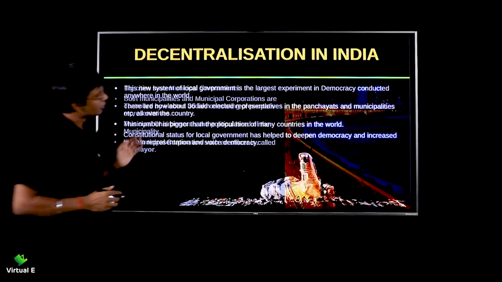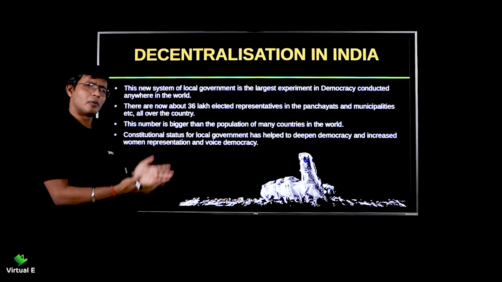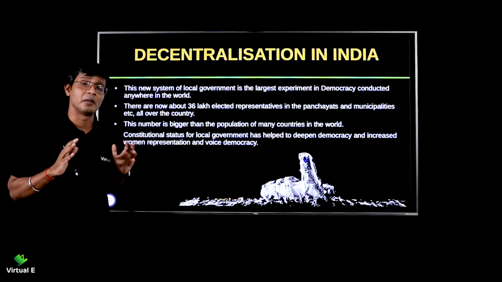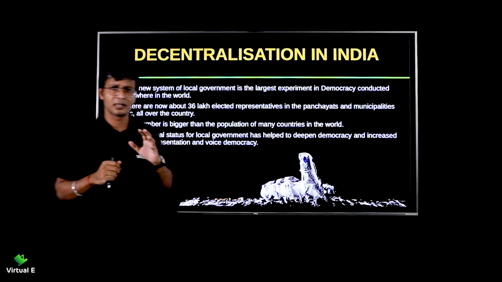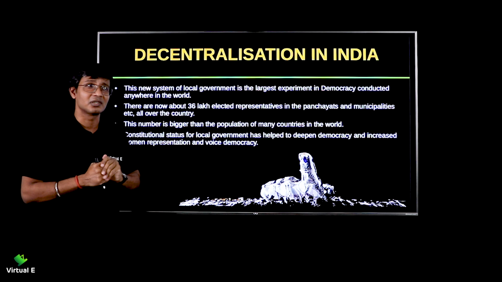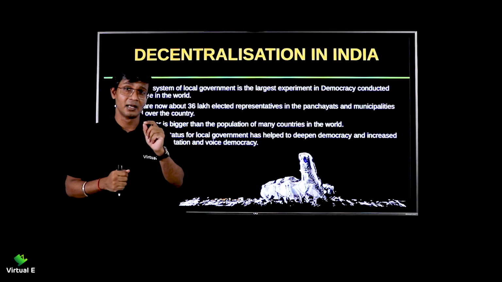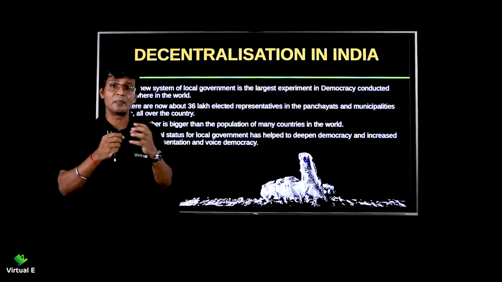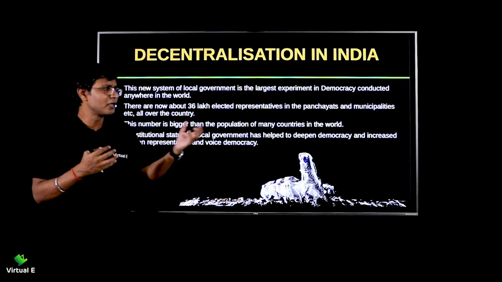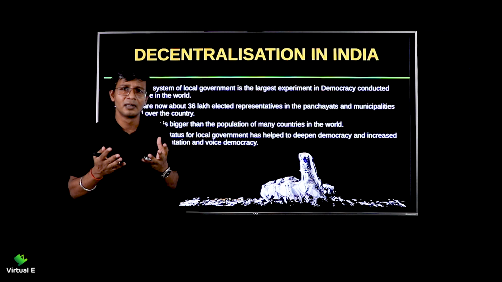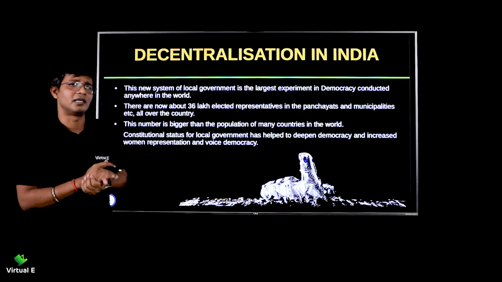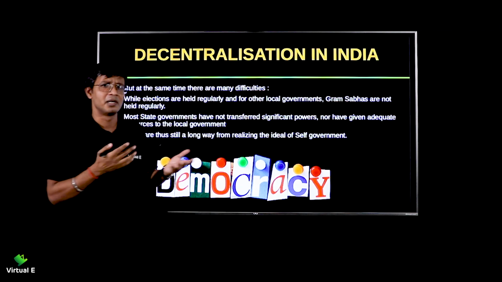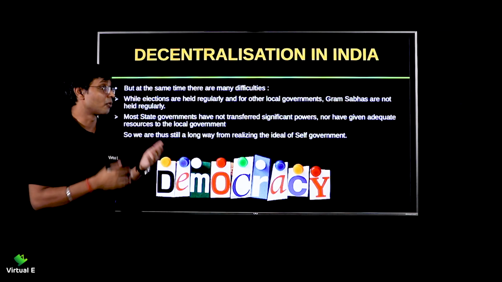Now I take up the next part and talk about this system. See, this is one of the largest experiments done in the world. Now why do I say the largest experiment? When you have around 36 lakh elected sarpanches, it's a big number. It's bigger than some of the smaller countries' population. But how successful is it? Sorry to say, there are some drawbacks, some hindrances, but still we are progressing.